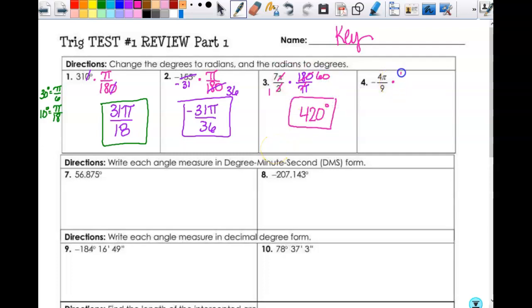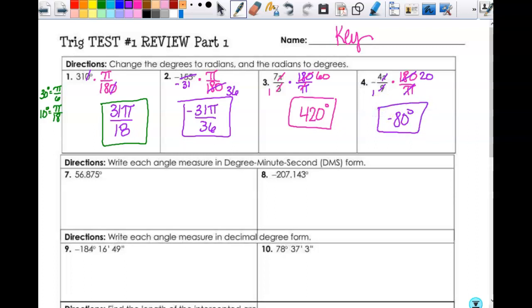Here I'm going to multiply by 180 over pi. So this would definitely be non-calculator questions. Those cancel out. 9 goes into 9 once, goes into 180 20 times. 4 times 20 is 80, so this is a negative 80 degrees.